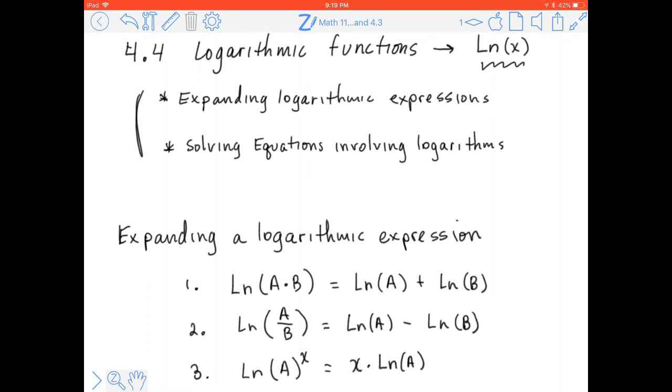First one's called the product property. Product meaning multiply. When you're taking the logarithm of an expression that involves a product, a times b, then you can expand that into several logarithms using a plus sign. If there had been a product involving one more factor, like multiplied by c, we would have just added one more logarithm there, like that.